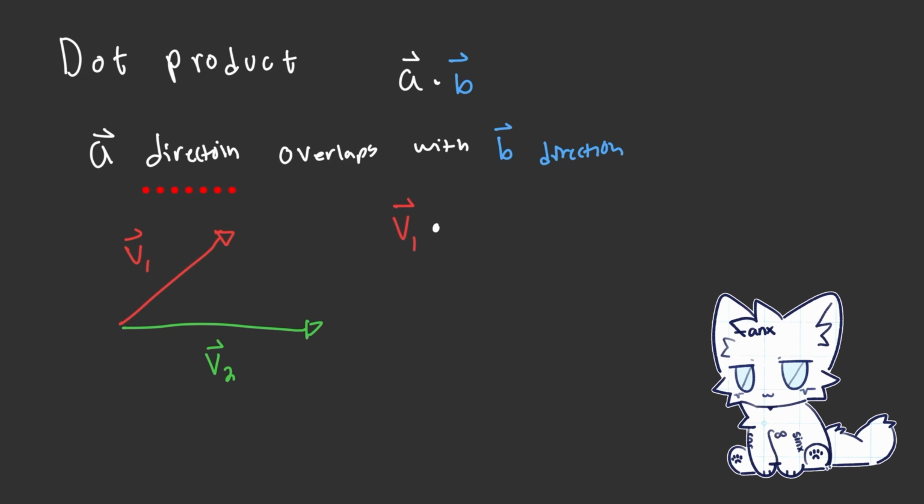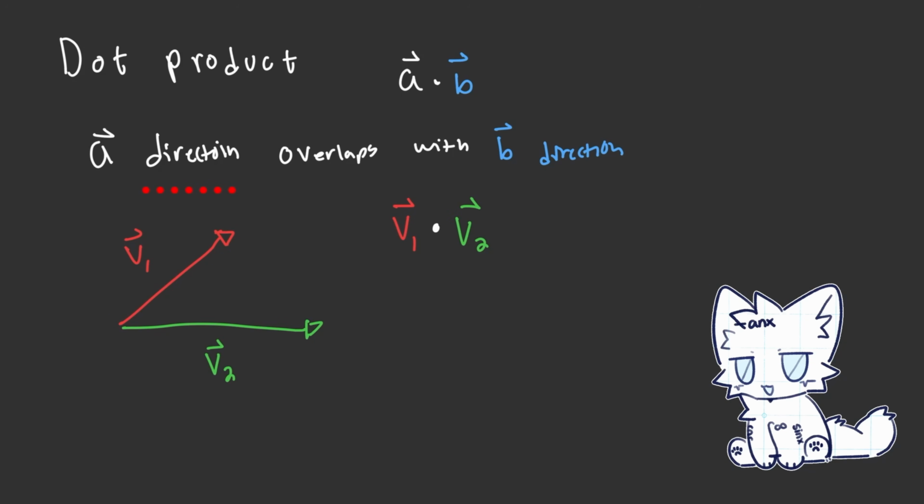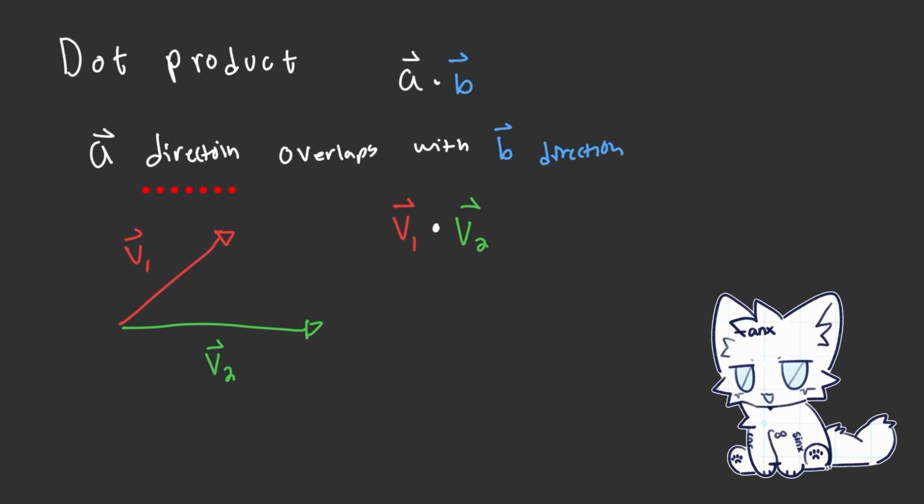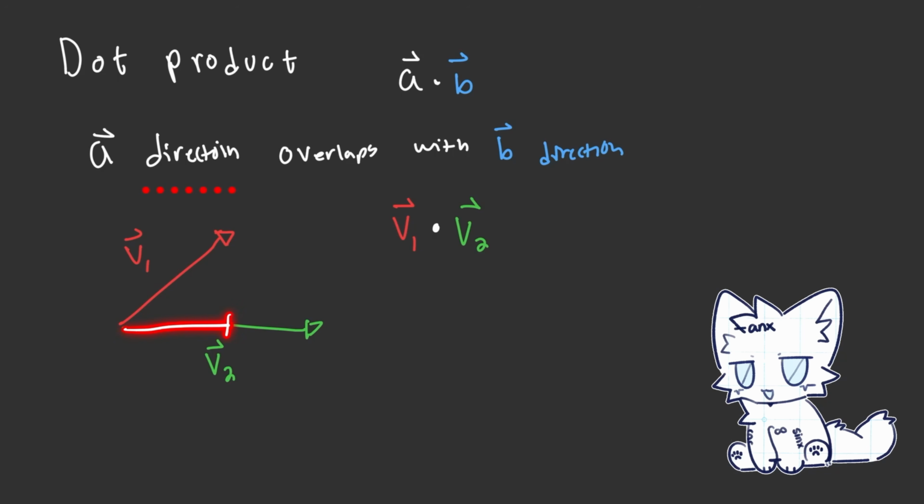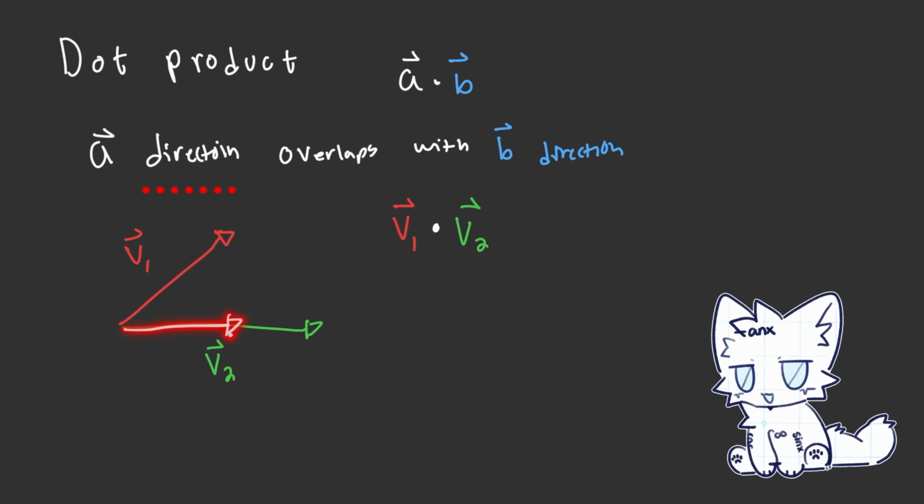Vector 1 dot vector 2. Now, this will output a scalar. You won't have the actual vector, it'll just be a scalar. So now that you have the similarity score, you want to put it in terms of a linear combination of V2, so it lies on the exact same line.